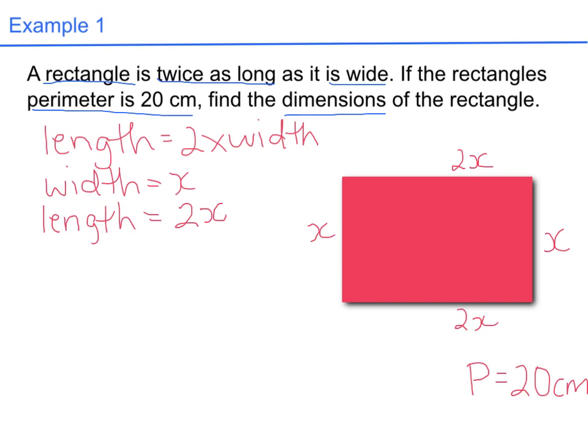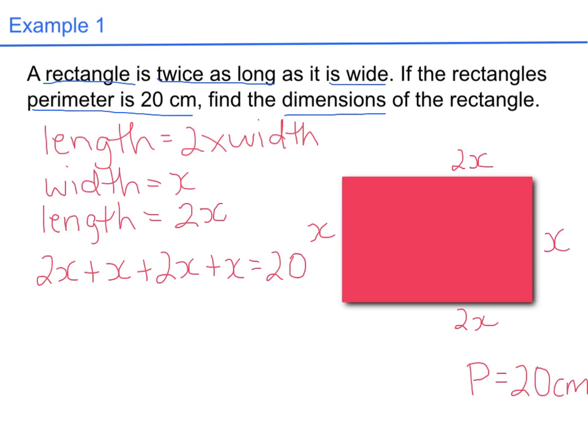We know that the perimeter is the sum around the outside of the shape, and this will allow us to form an equation that we can now solve to find the dimensions of this rectangle. So, by adding the expressions for the dimensions that we have expressed here, we have 2x plus x plus 2x again plus x again, and this sum is equal to 20, the rectangle's perimeter.